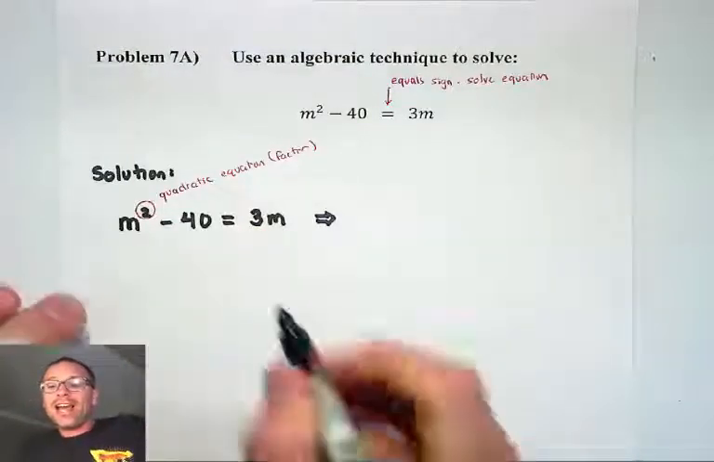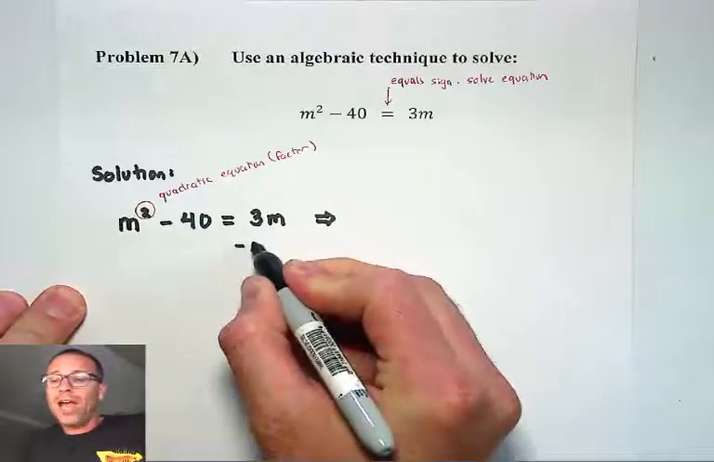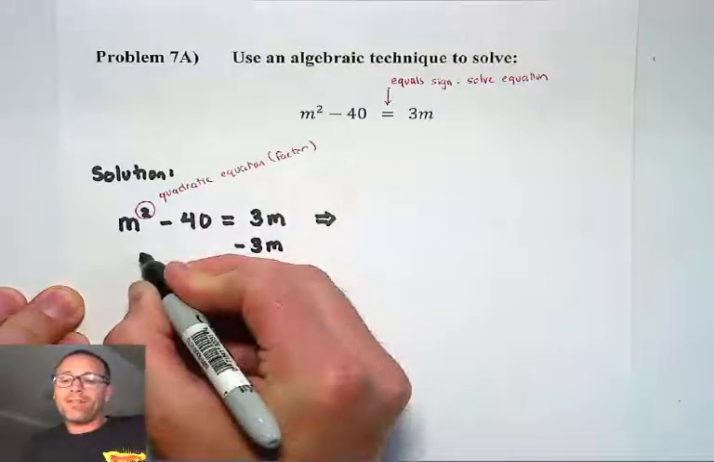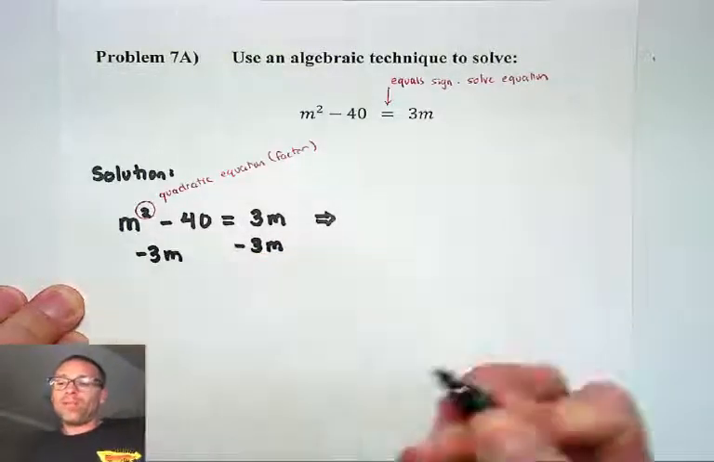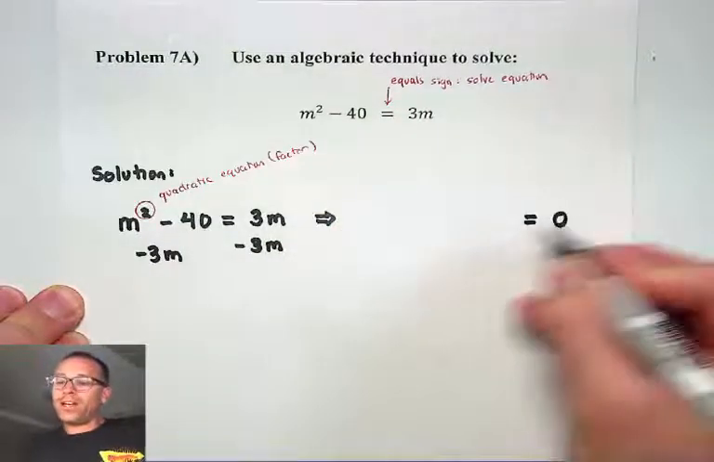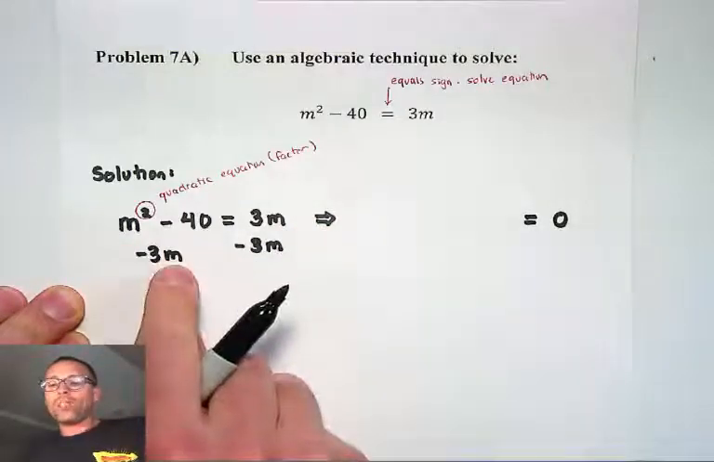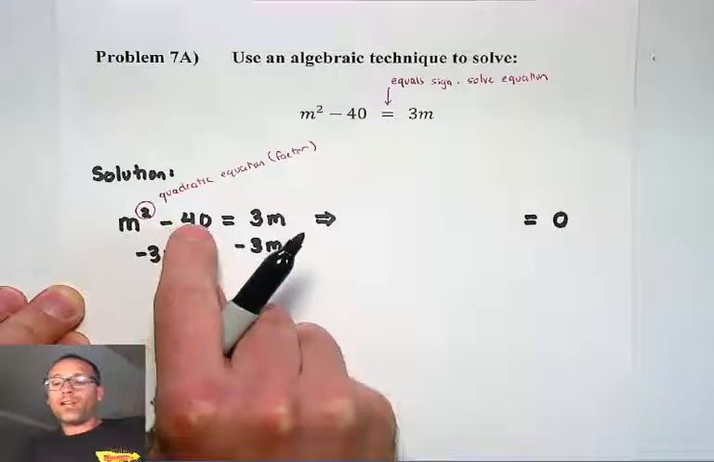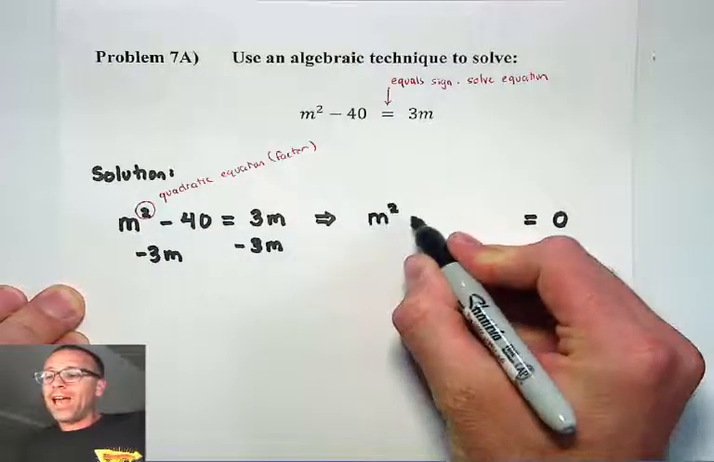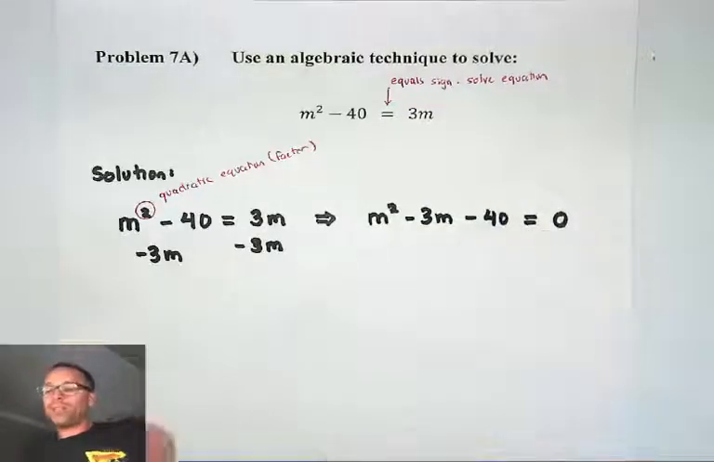In order to do that, let's bring that 3m over to the other side. In this case, it's positive. How do I get a positive over to the other side? Well, I annihilate that positive by bringing it this way. Positive 3m minus 3m, of course, would be 0 because plus and minus annihilate each other. The m squared and the m don't mix. The 40 and the m don't mix. These are all different terms. Now I've got something that looks like m squared minus 3m minus 40.